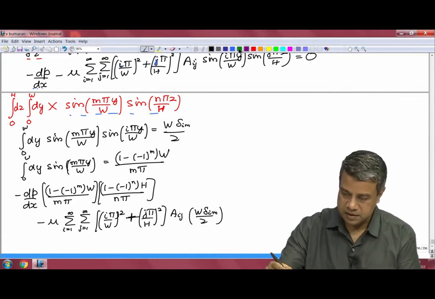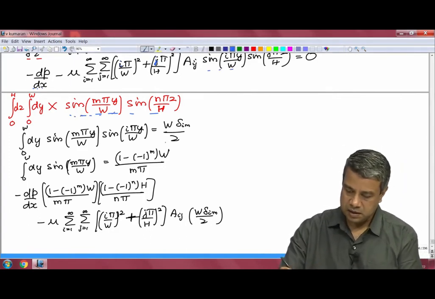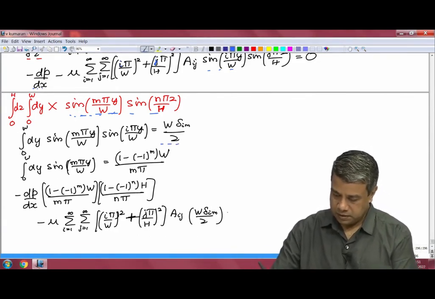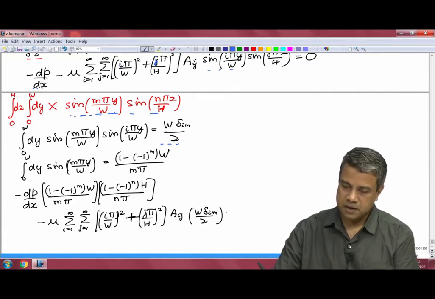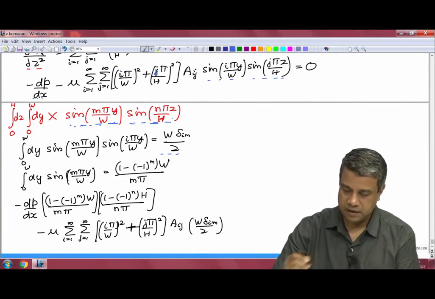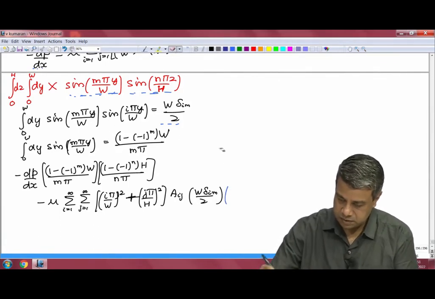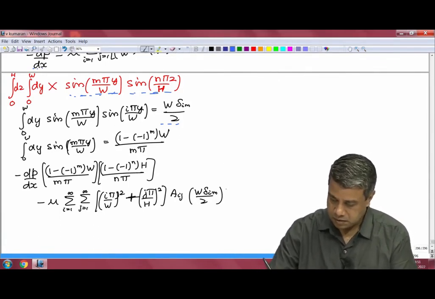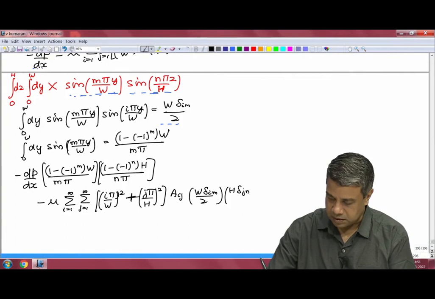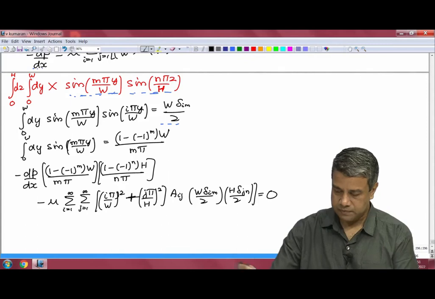That is, I am multiplying this sine function i pi y by w and sine of m pi y by w and integrating, and then using this orthogonality relation. Times the multiplication of the sine function here, this one with sine of n pi z by h, and I will get h delta j n by 2. This whole thing is equal to 0.